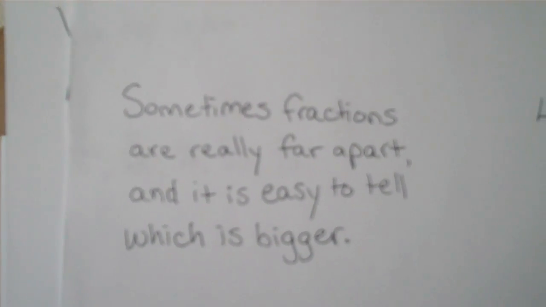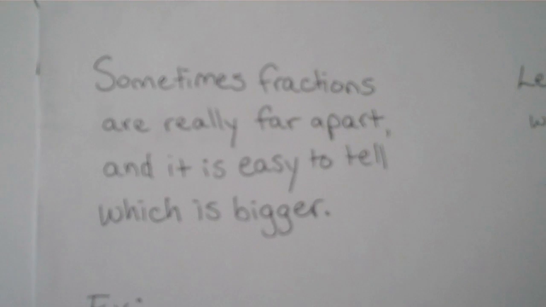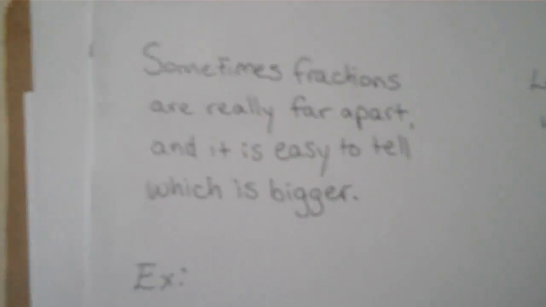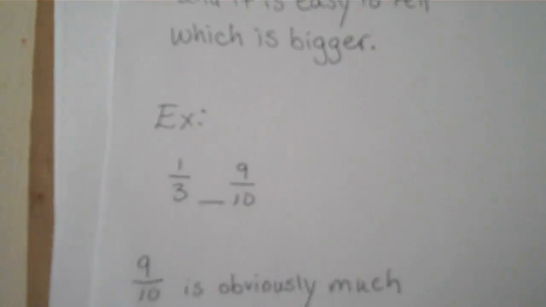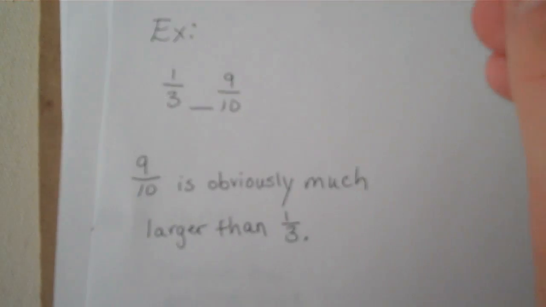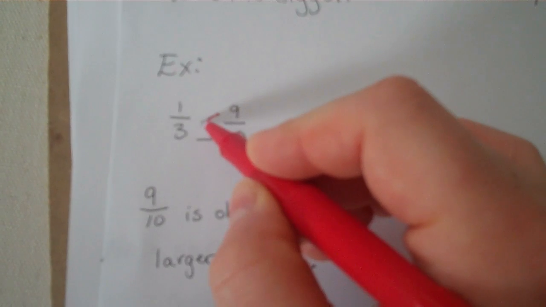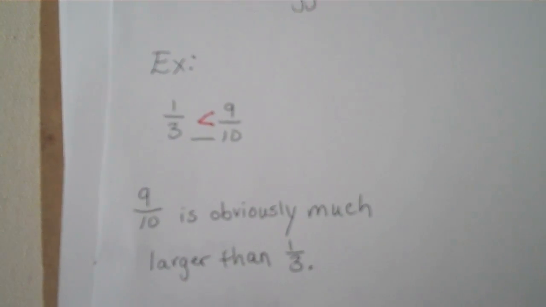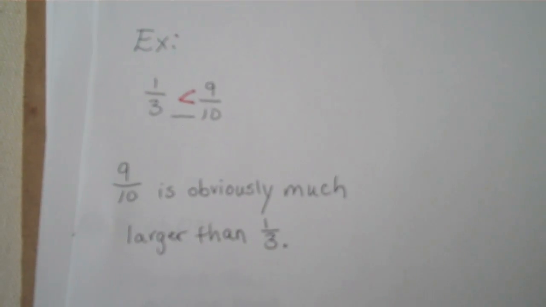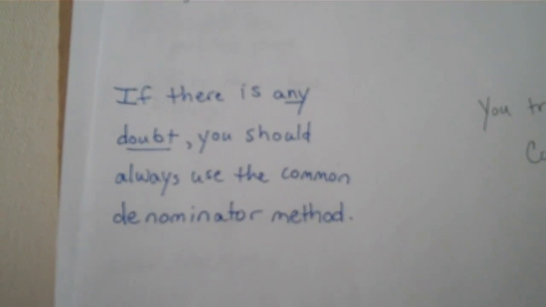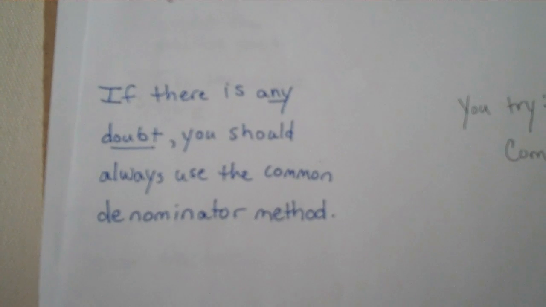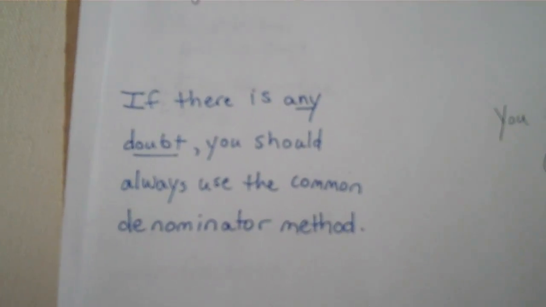Sometimes fractions are really far apart and it's easy to tell which one's bigger. We don't need to do all that stuff. For example, 1/3 and 9/10. Well, 9/10 is obviously much larger than 1/3, so we can write the symbol in without having to find a common denominator. However, if there is any doubt at all, you should always use the common denominator method.